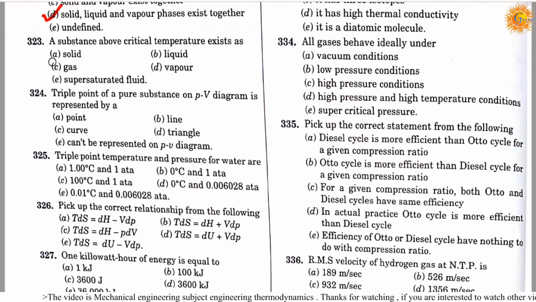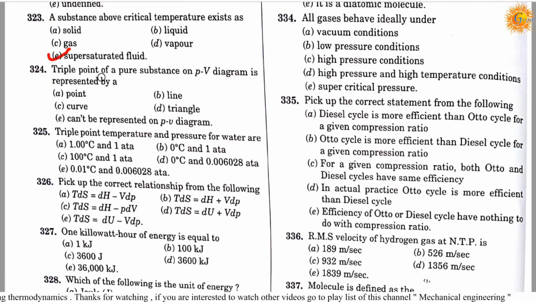Question number 323. A substance above critical temperature exists as: option A, solid; option B, liquid; option C, gas; option D, vapor; option E, superheated fluid. Correct answer is superheated fluid.